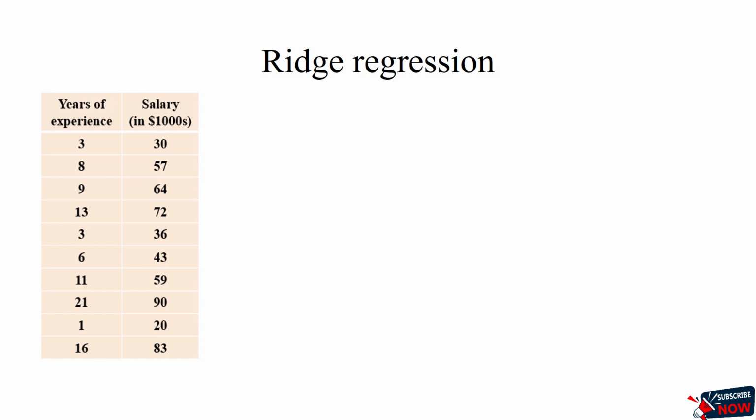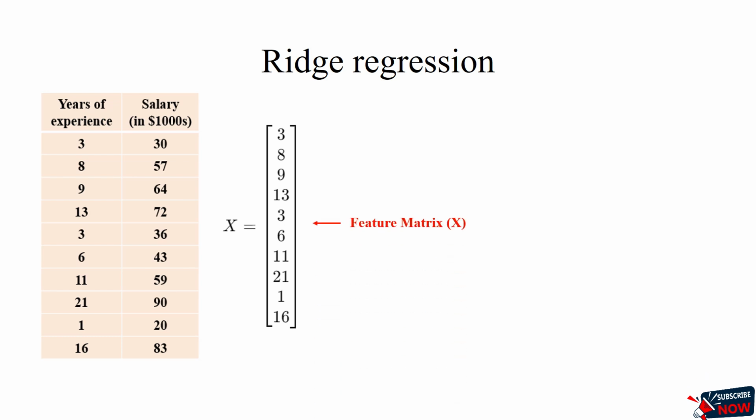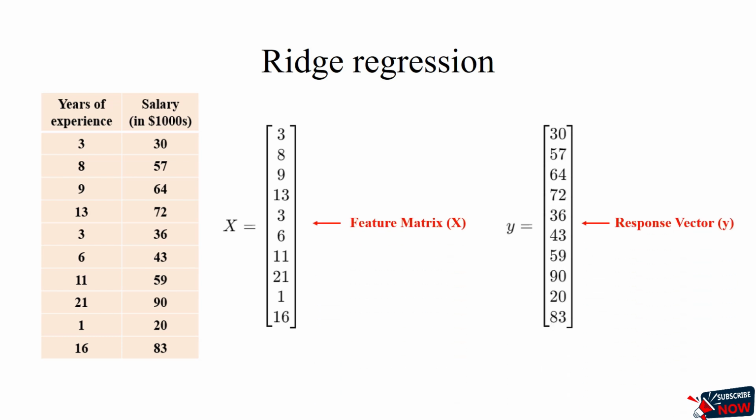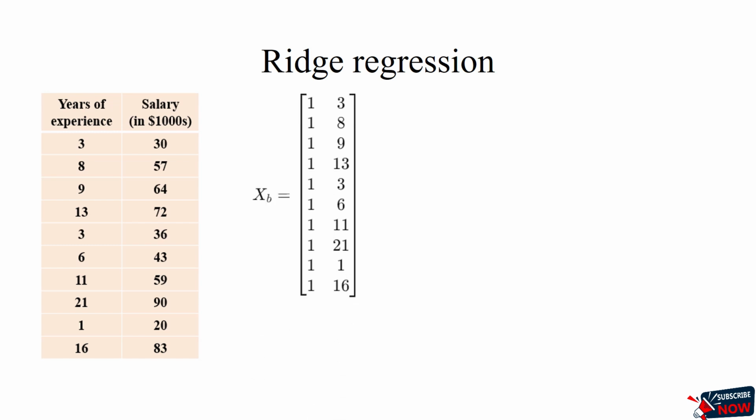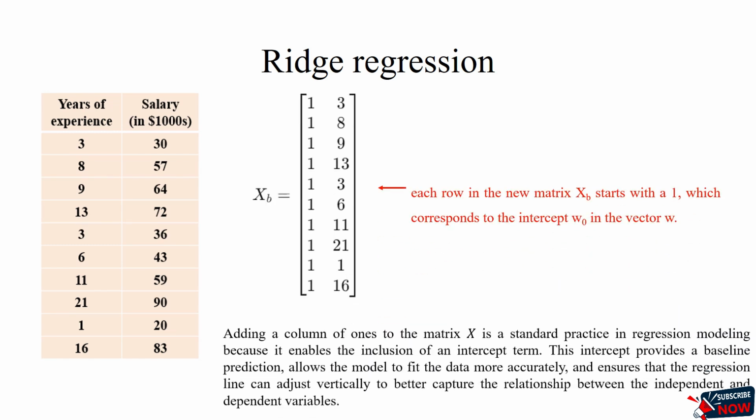Let us consider this data. Let X represent the feature matrix and Y represent the response vector. The next matrix is X suffix B. In this matrix, we add a column of ones to the matrix X. This enables the inclusion of an intercept term, and ensures that the regression line will adjust vertically to capture the relationship between the independent and dependent variables.